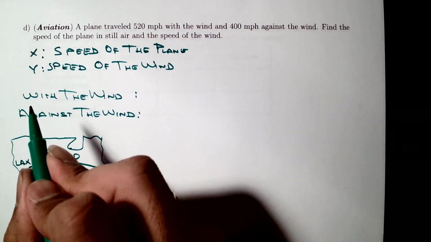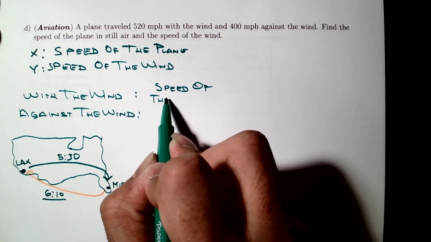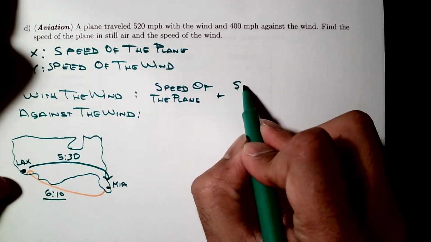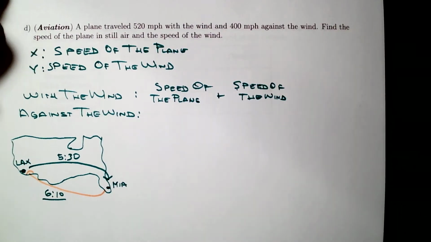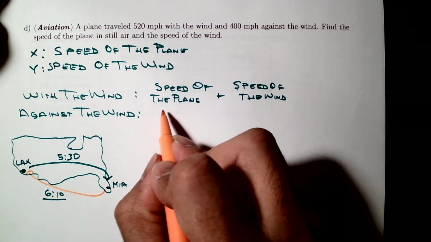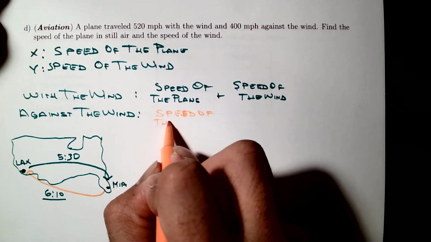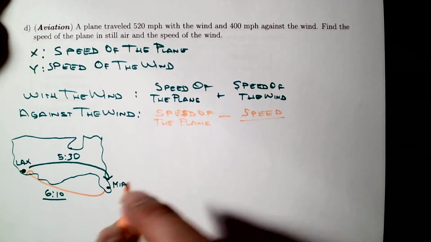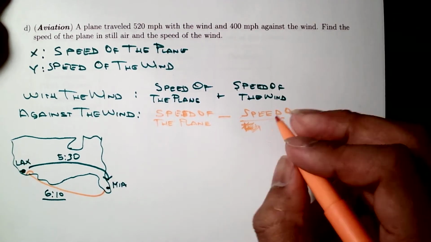So this is why, when we go with the wind, that's the speed of the plane plus the speed of the wind. And then when we go back against the wind, because the plane struggles against the wind, it's going to be a subtraction in this case. So speed of the plane minus the speed of the wind.